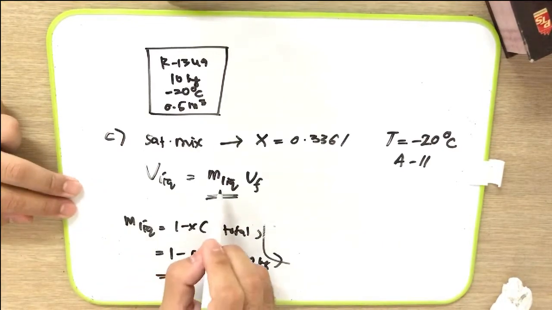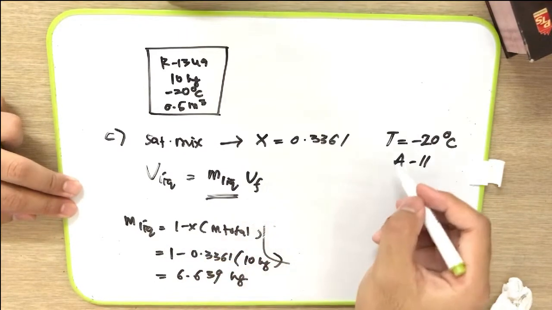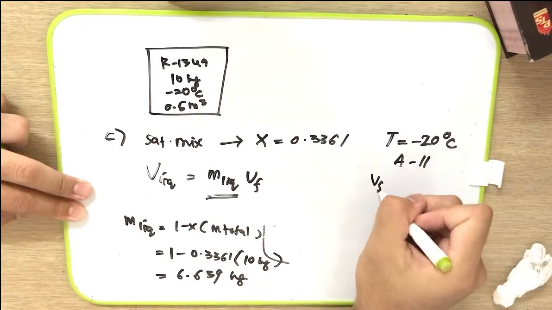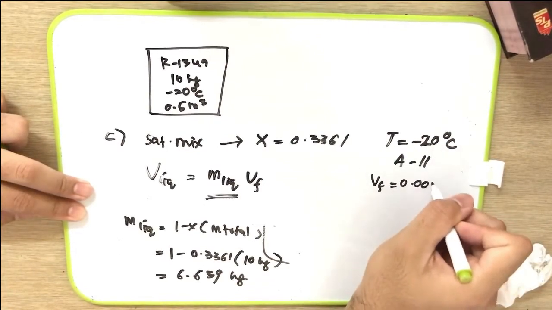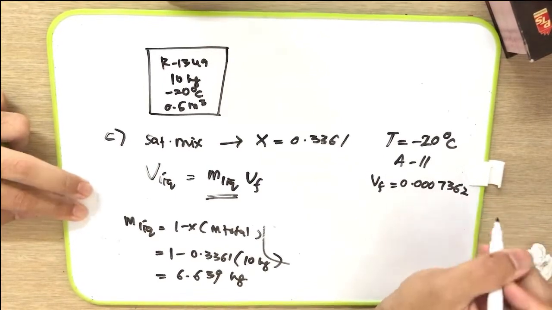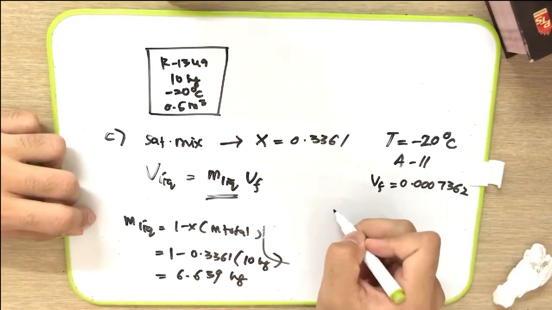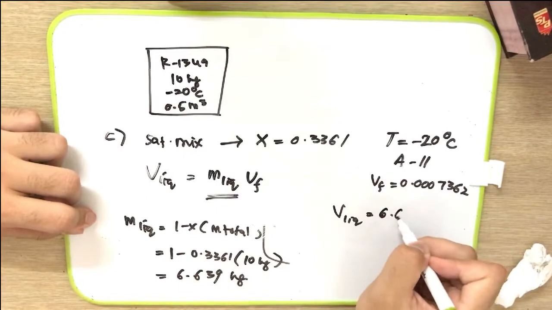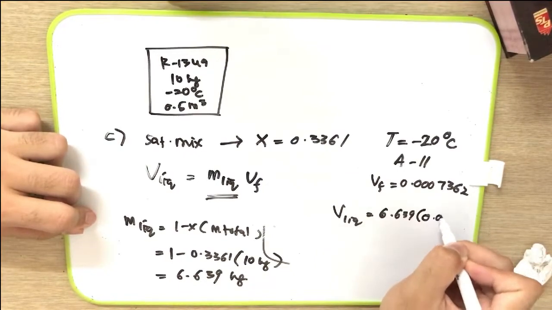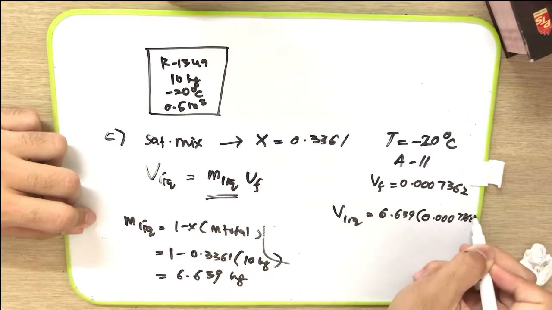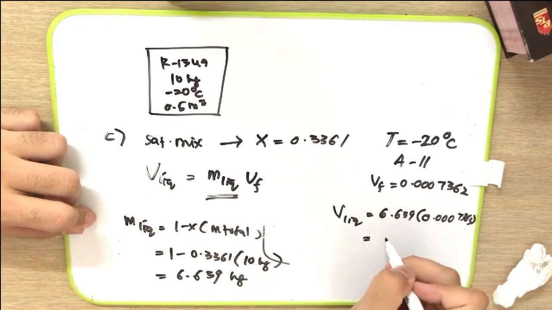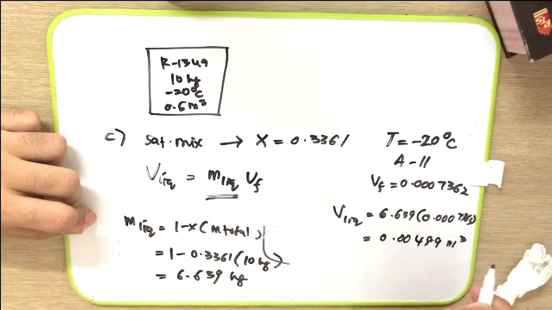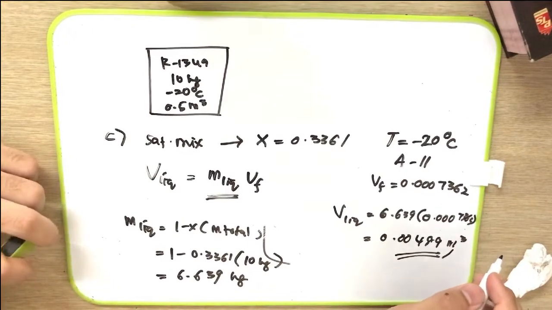Now we want to find the V liquid. We can use this M liquid, and Vf here we can find from table A11 at T equal to -20. So Vf here is 0.0007362. From this value we get V liquid is equal to M liquid, 6.639, multiplied with 0.0007362. So we will get 0.00489 meter cube. So that is how we solve question number 6.